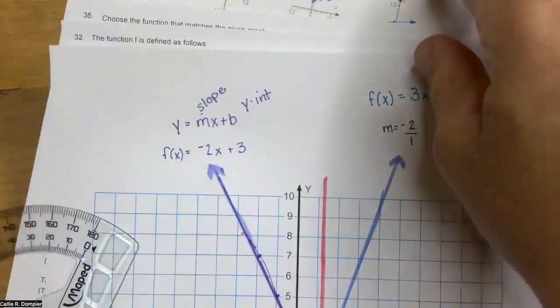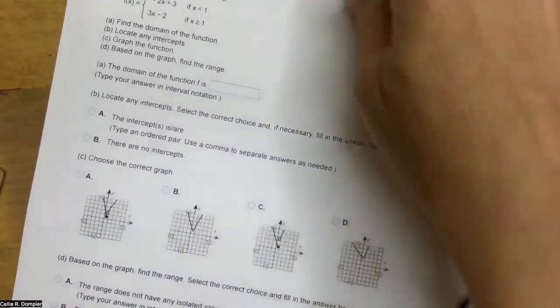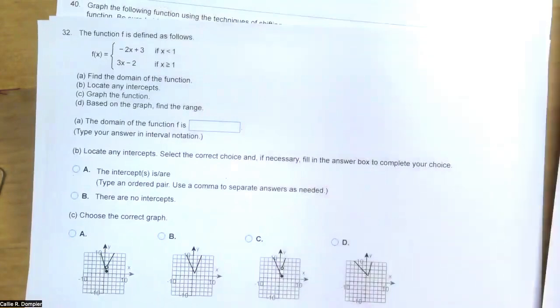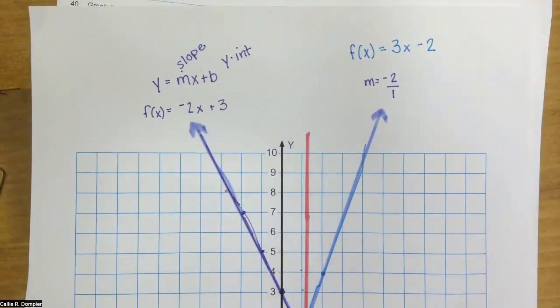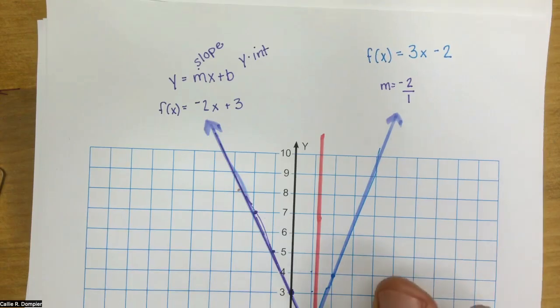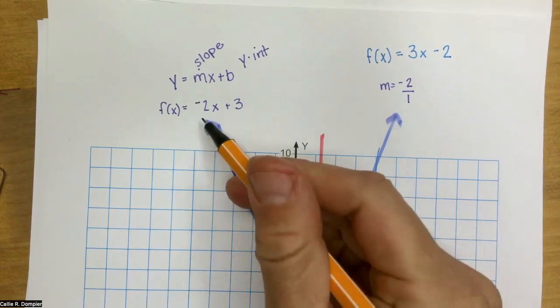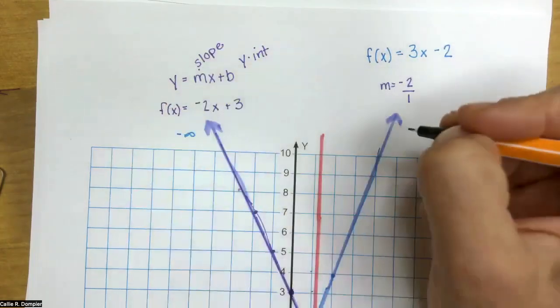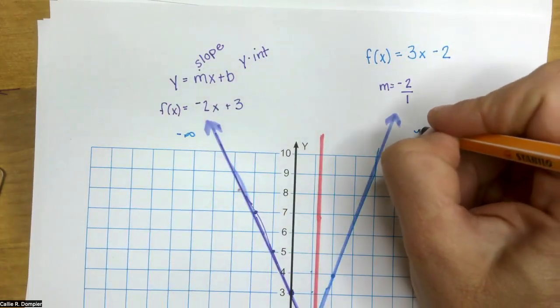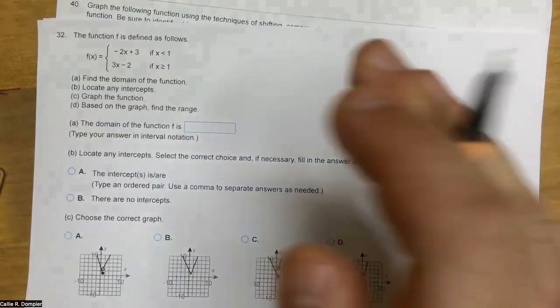So what are they asking us about this graph that we've created? Find the domain of the function. Remember, domain is the x value. So here we're pointing to the left or to the negative direction with an arrow, and we're pointing to the positive direction with an arrow. So it's from negative infinity to infinity.